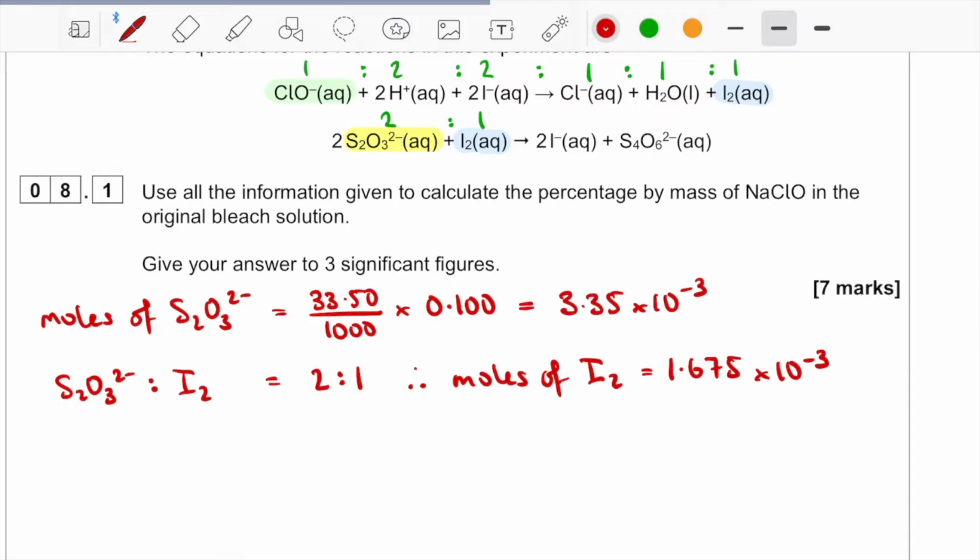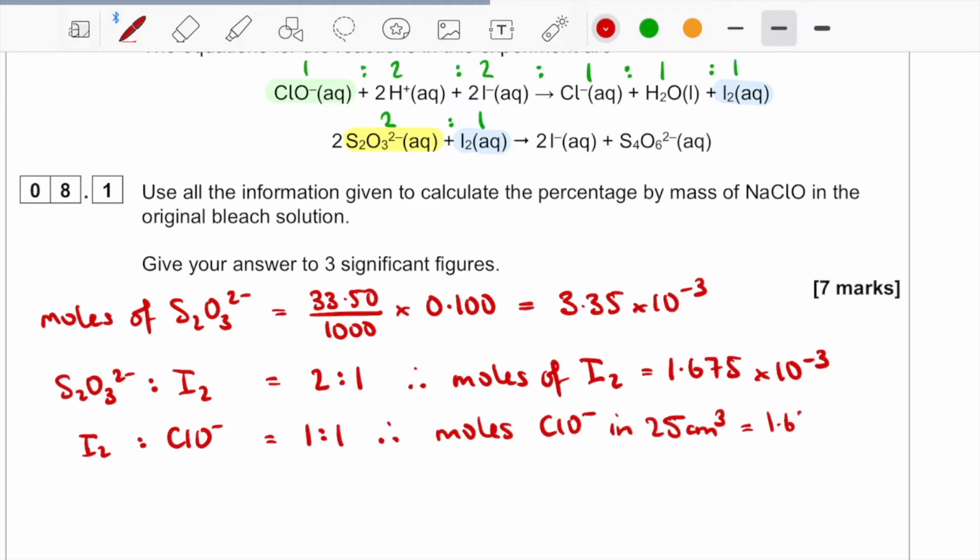And then we can now use that number in our first equation. So we can now do a molar ratio of iodine to chlorate ion, and that's 1 to 1. So therefore, the moles of ClO minus in the 25 centimeters cubed, and that's an important thing just to remind yourself, that's why we're doing the y, and the y over 4 was quite important, equals 1.675. Okay, so that's what it was in our conical flask.